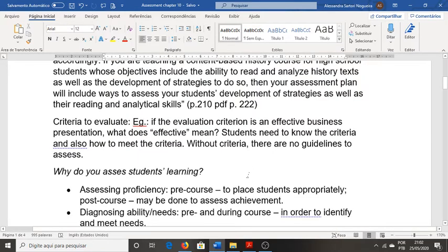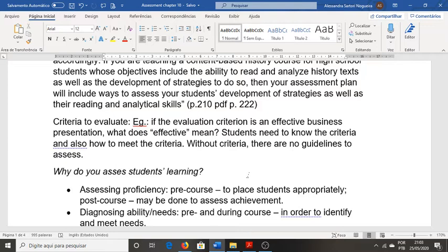So, of course, effective has different meanings for different levels. Think about a basic student and an advanced student. Of course, effective is going to mean different things. So, if your teaching plan is clear, then your evaluation criteria will be clear too. I mean, you know which level of proficiency the students have to achieve.